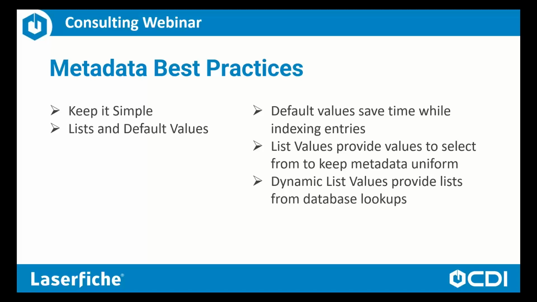Dynamic list values provide the list values from database lookups, and your dynamic template fields can load values depending on a parent field. So for example, we can select our document category, and our document type field would then change values depending on the category that is selected.